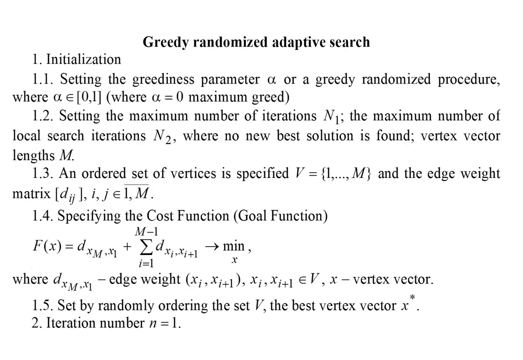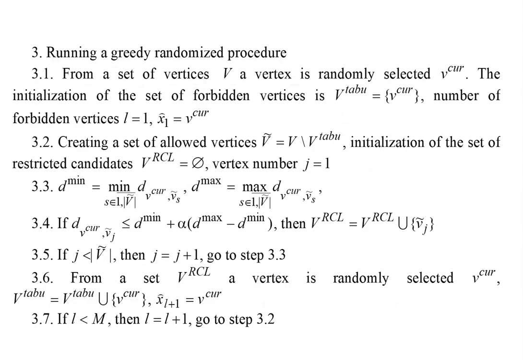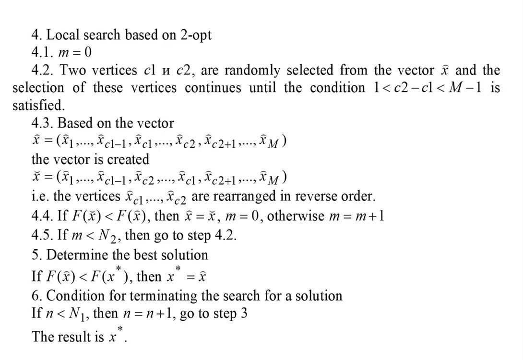Greedy randomized adaptive search. Initialization. Iteration number n equals to 1. Running a greedy randomized procedure. Local search based on 2-opt. Determine the best solution. Condition for terminating the search for a solution.